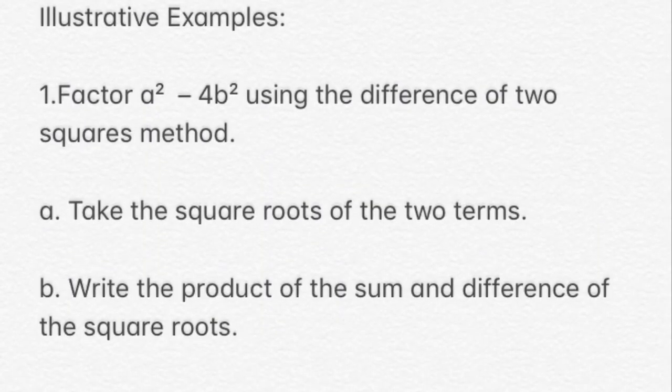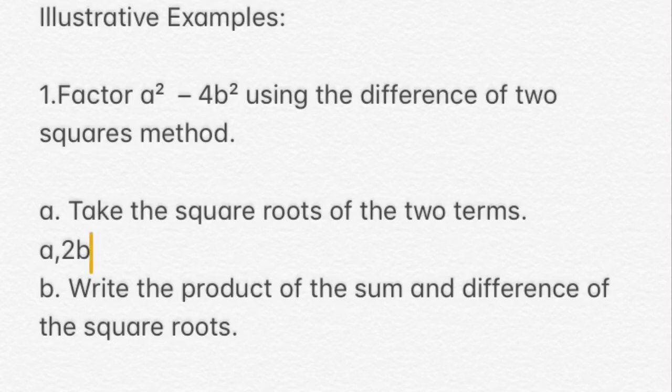So let's have an example here. Example number 1. Factor a squared minus 4b squared using the difference of two squares method. Again, the first step is to take the square roots of the two terms. The square root of a squared is a. For 4b squared, the square root of 4 is 2, and the square root of b squared is b. So the square root of the first term is a, and the square root of the second term, 4b squared, is 2b.